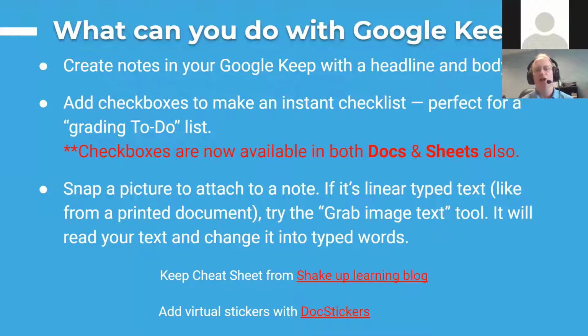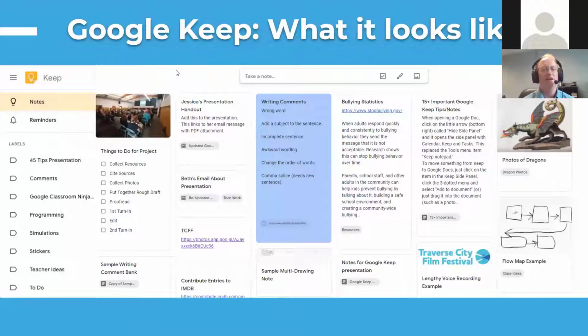If it's linear typed text, like something from a printed document, for example, there's a little three-dotted button in the bottom corner, and you can choose Grab Image Text, and it will take the text from a photo, performs OCR, optical character recognition, and it takes that text from the photo and puts it into a text box within the note. So an example of that, I took a photo of the prices at a restaurant. As I walked into the restaurant, I snapped a photo, I added it to Google Keep, and then I clicked on the three-dotted button in the bottom right corner of that note, and I converted it to text.